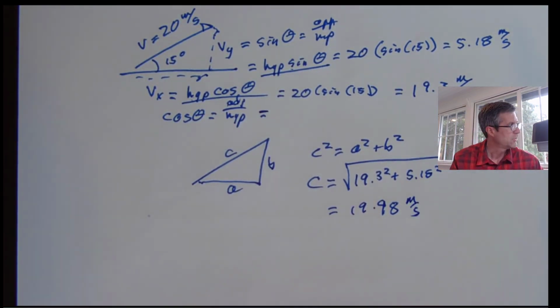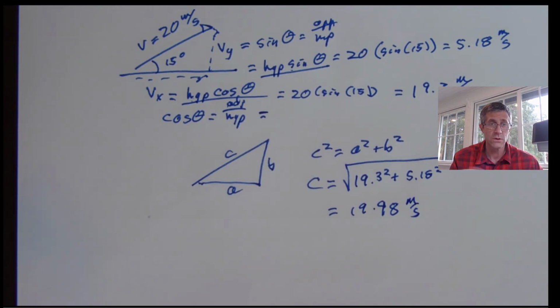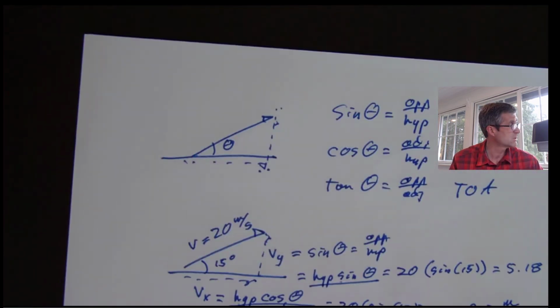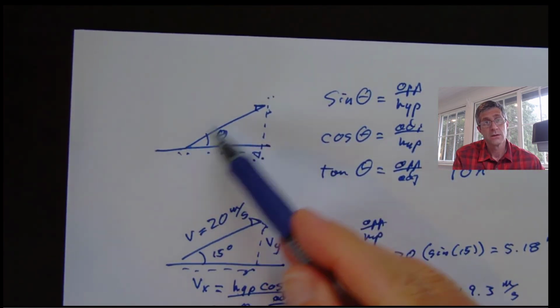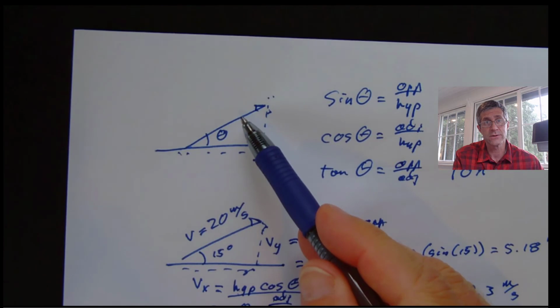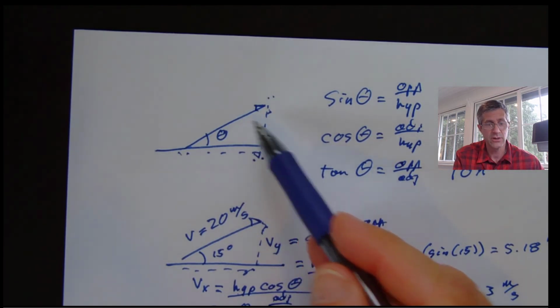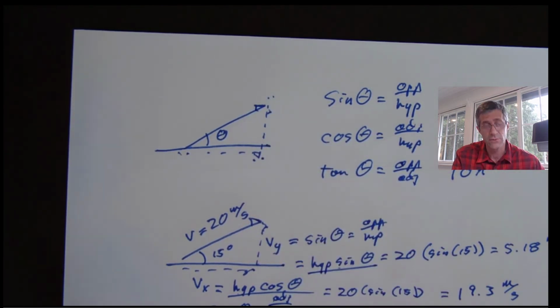So these are the two things that we're going to use. We're going to use SOHCAHTOA and the Pythagorean theorem to dissect angles. Pretty much whenever you see a vector that's at an angle to something, odds are you're going to have to separate it into x and y components, and that's always the first thing you want to do.